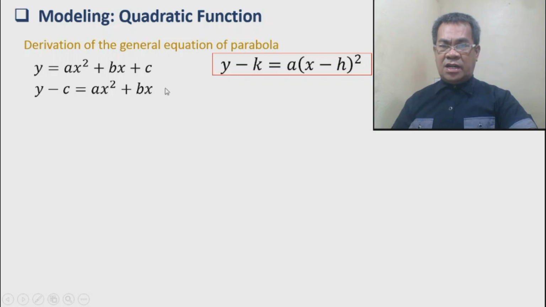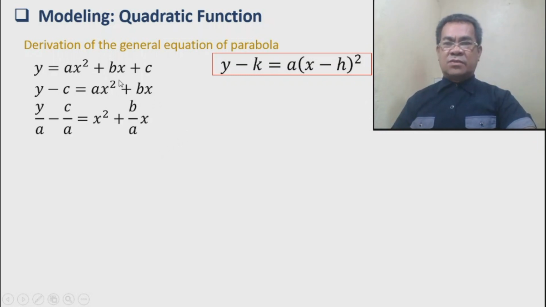We can add here a term that makes this a perfect square trinomial. So, we call that completing the square. So, the process is completing the square. All you need to do is to, what? Divide both sides by a first. So, you have to divide both sides by a. This y should be divided by a. That's it. C divided by a. And this is divided by a.